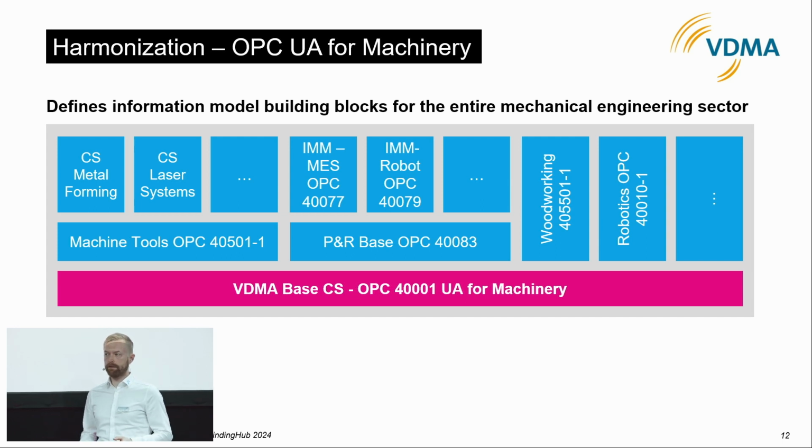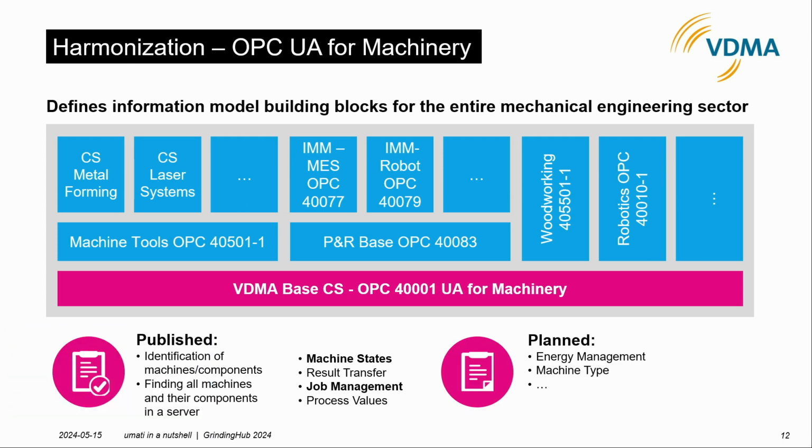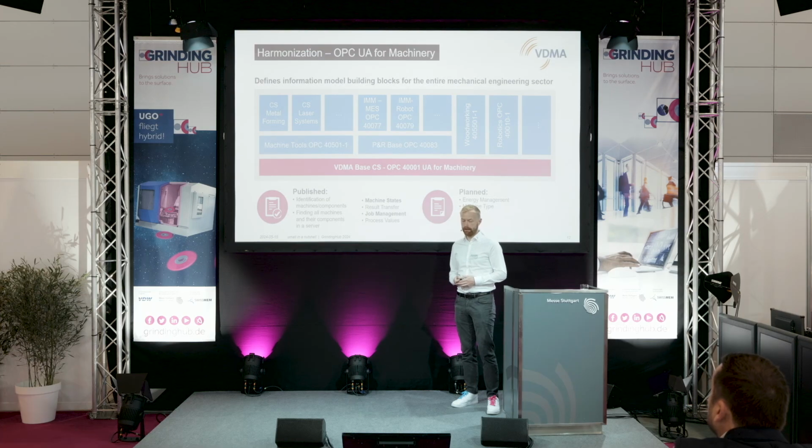And as you can imagine, since every individual companion specification is in development, it's constantly evolving, also the harmonization has to follow this way. There are several parts of this specification which are already published. There are some which are relatively new, for example, job management, and I will talk about it a little later. There are some which are planned and for which there is a huge demand. For example, the energy management is, of course, the hot topic.